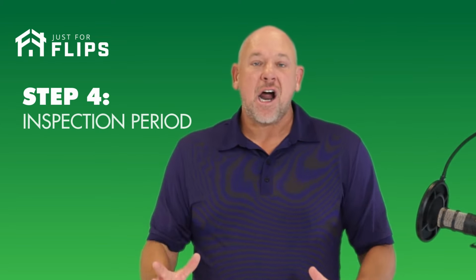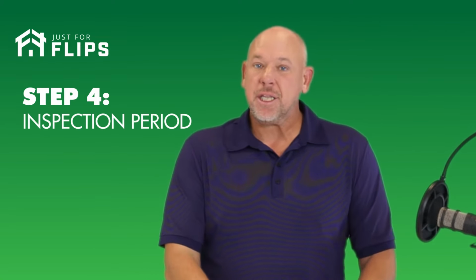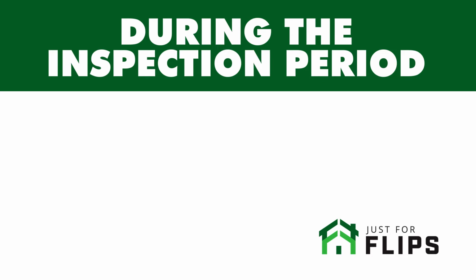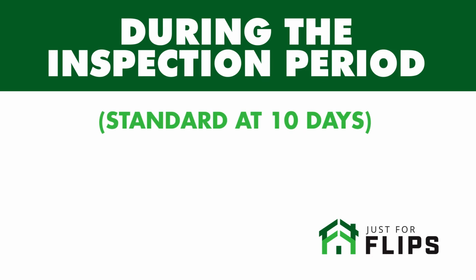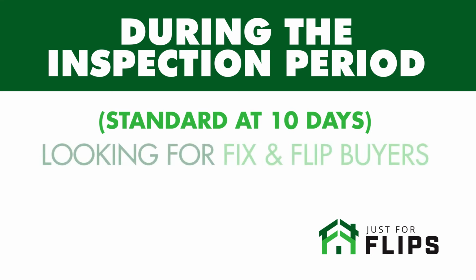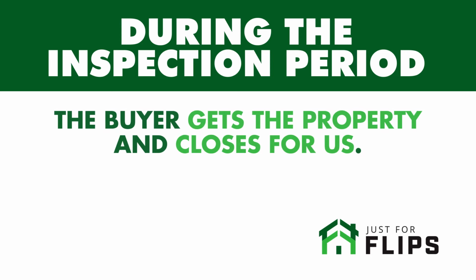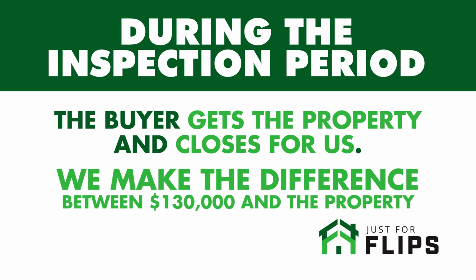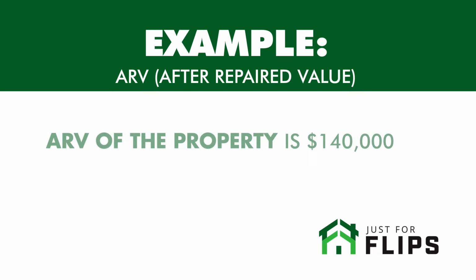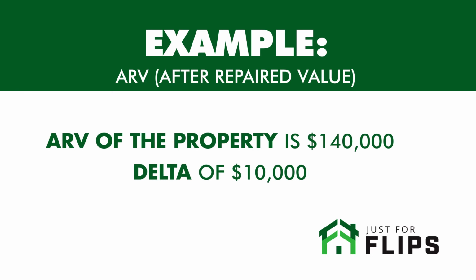We then have step number 4, the inspection period. This is our time to look and evaluate the property. But really what we're doing in this inspection period, which is standard at 10 days, we are looking for our fix and flip buyer. So we can wholesale our property or assign the contract to our fix and flip buyer. What that means is they're going to get the property and close on it for us, and we are going to make the difference between our $130,000 and what we market the property for. In this example, let's use $140,000. That means there's a delta of $10,000.